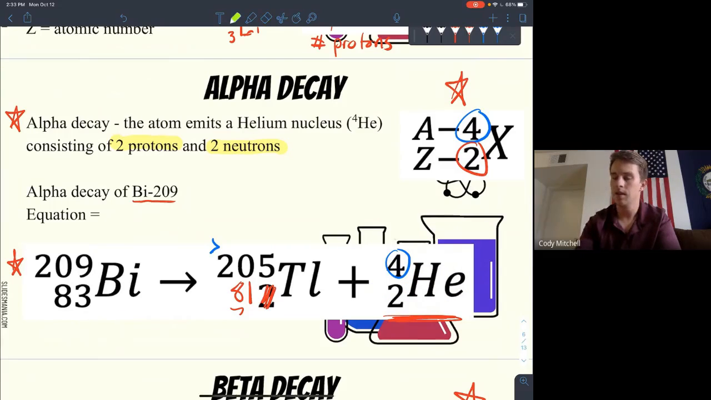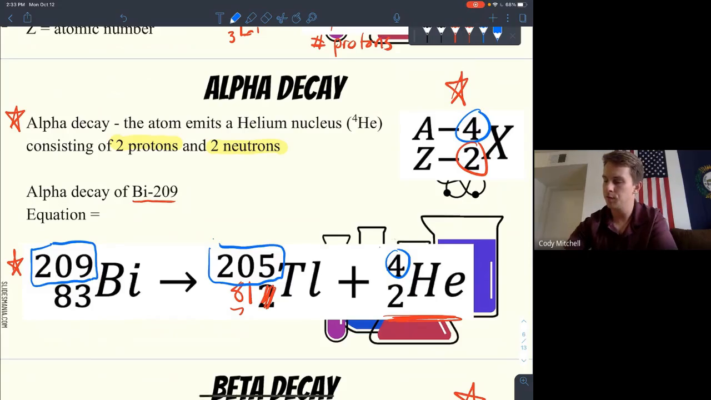So again, the numbers on the top on the left side of the equation have to equal the numbers on top on the right side of the equation. So I've got 209 on top on the left side, and then I have 205 plus 4 on the right side. 205 plus 4 is 209.